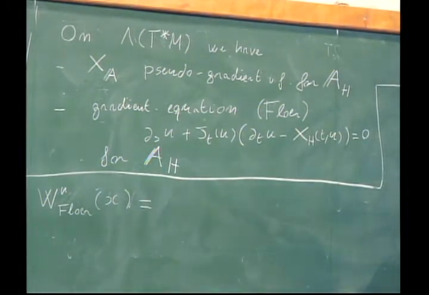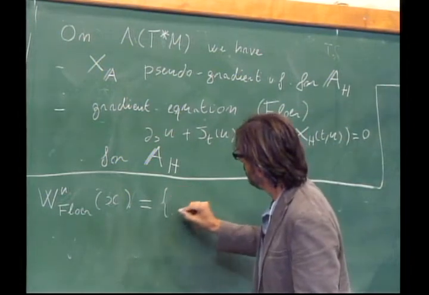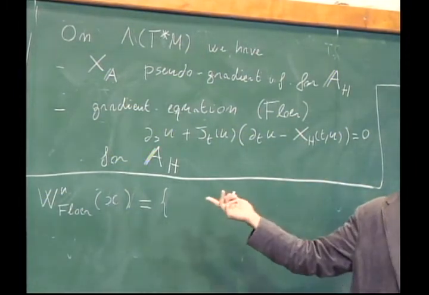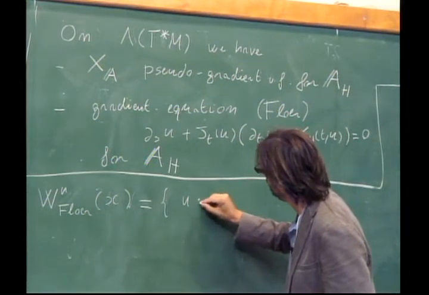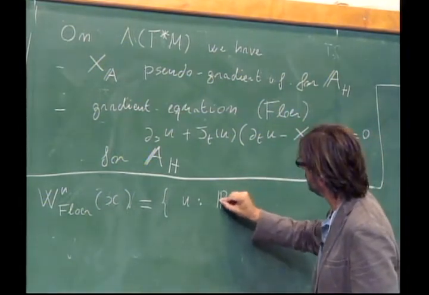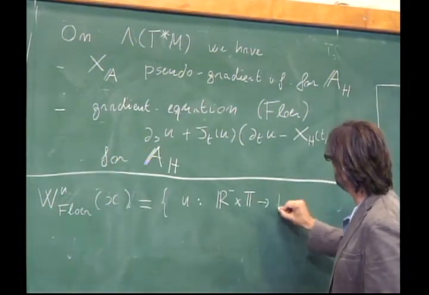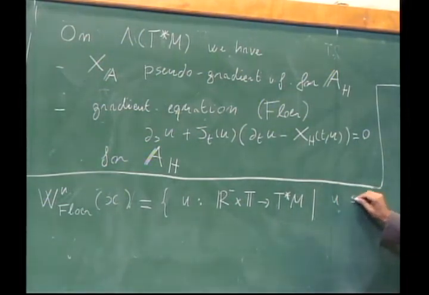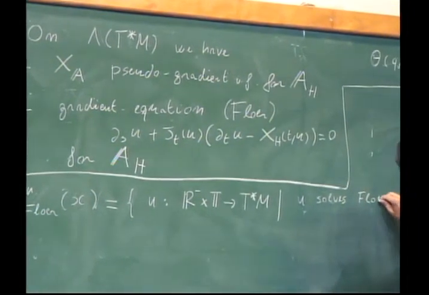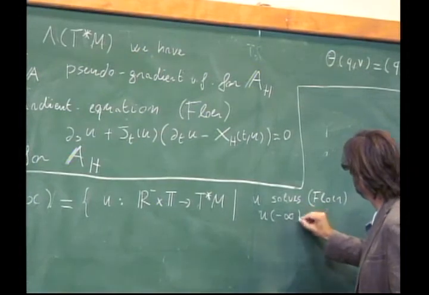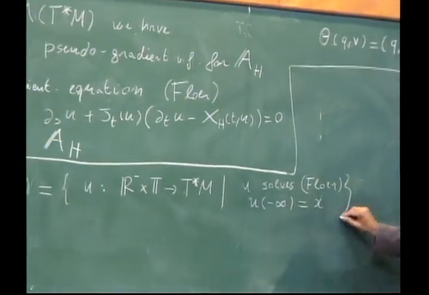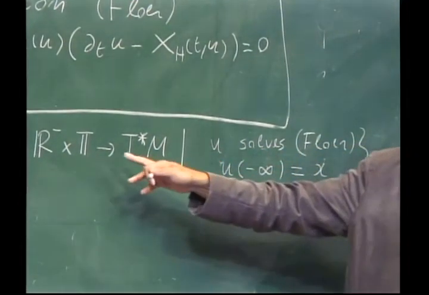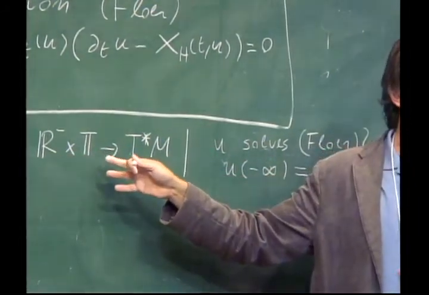The Floer unstable manifold of x, I want it to be, well, this should be like flow lines flowing off from the critical point, from the periodic orbit x. So these are maps u, not defined on the whole cylinder, but on the half cylinder, R minus cross T, into T star M, such that u solves the Floer equation, and u at minus infinity is x. So half cylinders which flow off from x, and no other assumption. In some sense, I'm not putting any boundary condition on 0 cross T. So this is an undetermined problem.